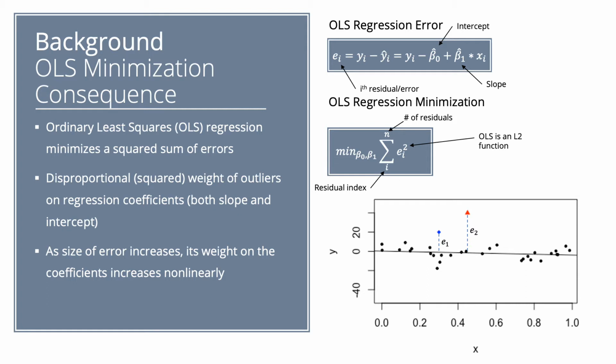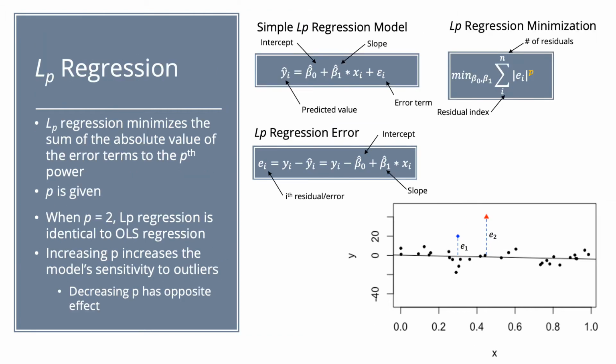One study worked with theoretical proofs of choosing the power that the error term is minimized over to limit the influence that outliers exert on the model. This is LP regression. LP regression varies from OLS regression by minimizing the error term sum to the pth power rather than the errors squared. By choosing p, we are affecting the sensitivity of regression coefficients to outliers.